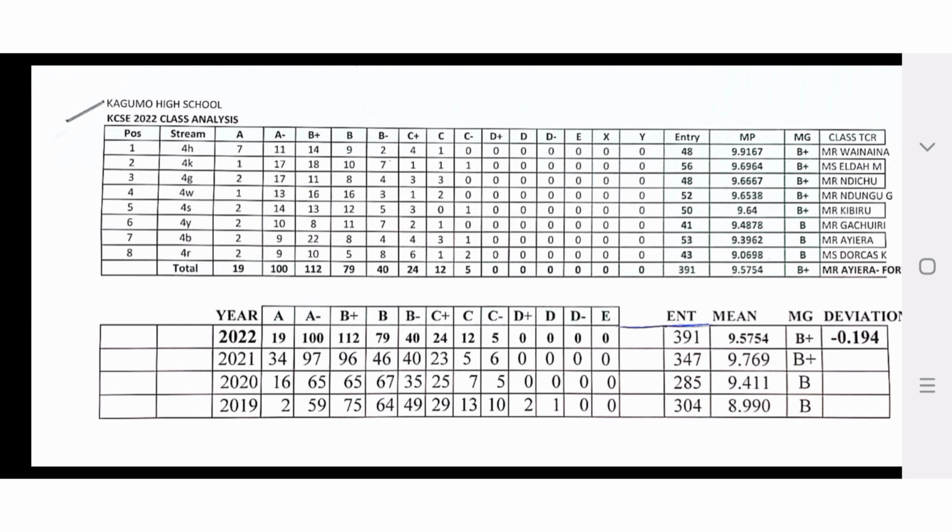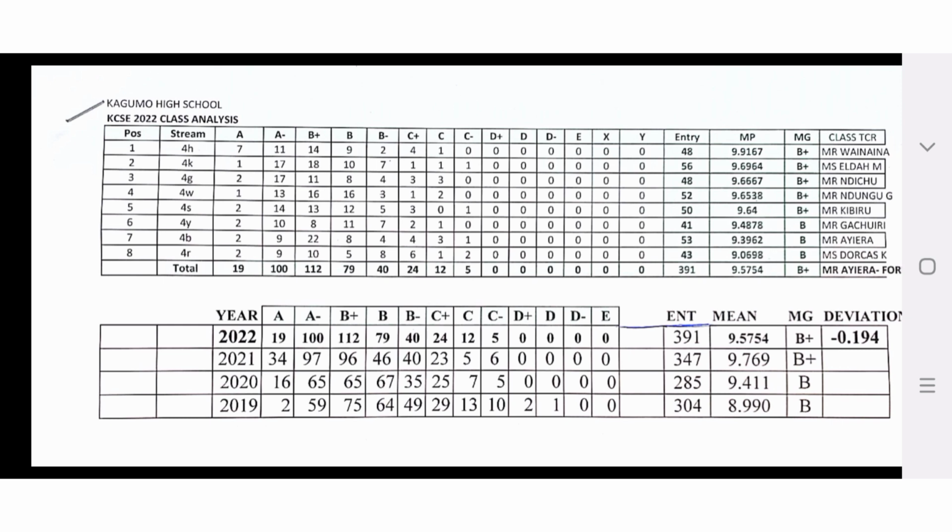So last year we had 8 streams. That is from the ones that are written there on the stream part from 4H all the way to 4R, and it shows you the position of those classes. So at position 1 it was 4H, and you can see the grades of the students that were there. So there's that section that is written entry. So entry simply tells you the number of students that were in that class.